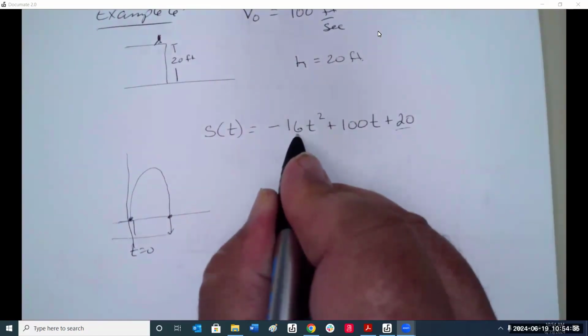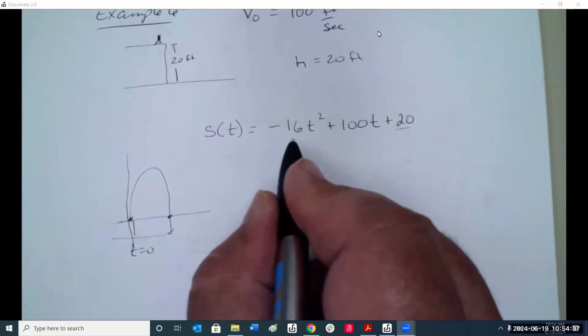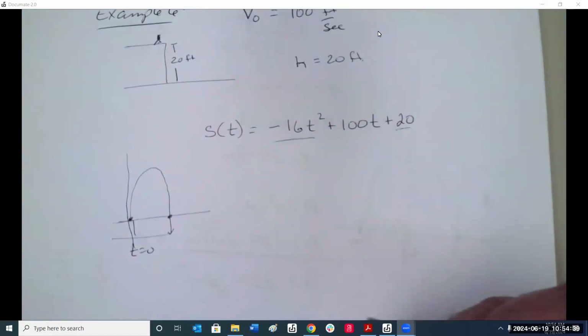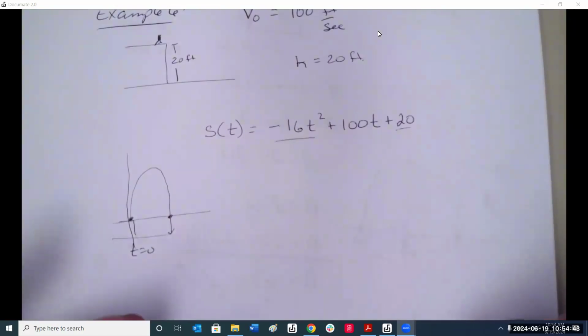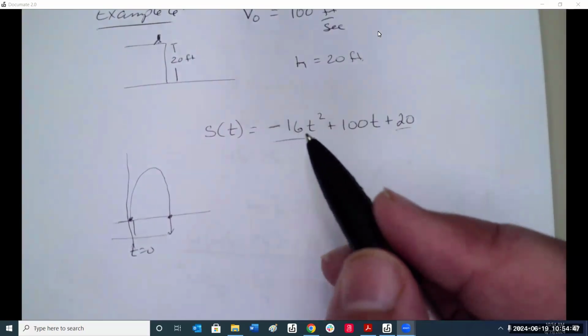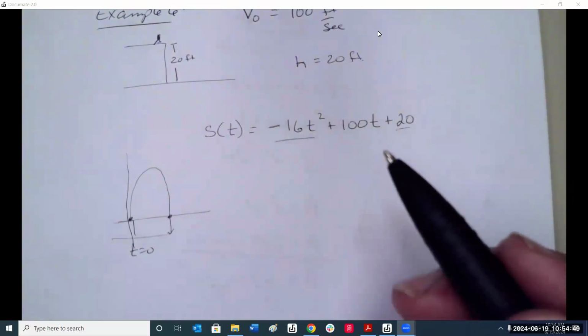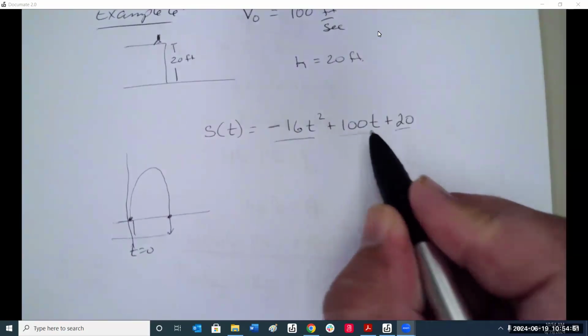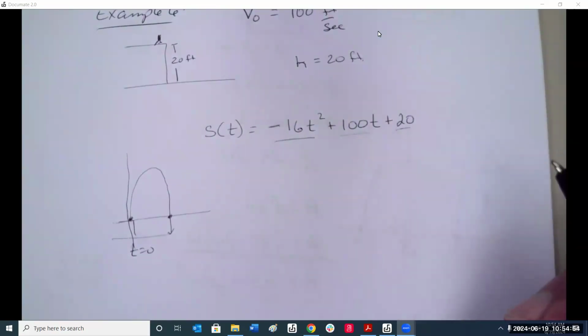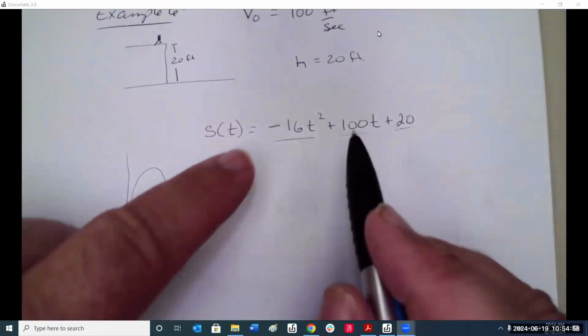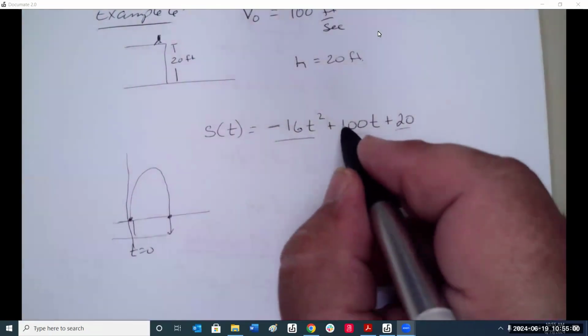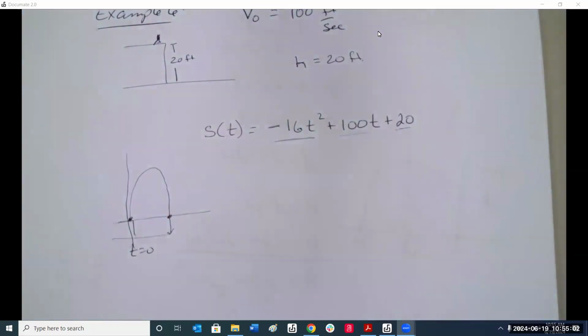Why is it negative 16? Because this first one is the force of gravity. Gravity is 16 feet per second squared. It's negative because gravity goes down. This is the velocity, the speed of the rocket going up. So the gravity and the rocket have different directions, so they have different signs. The rocket's going up, gravity is going down.